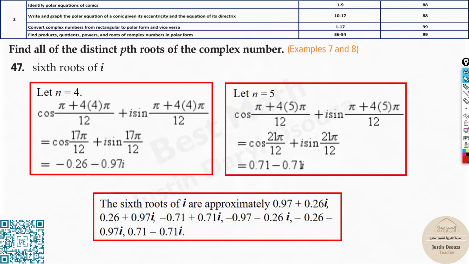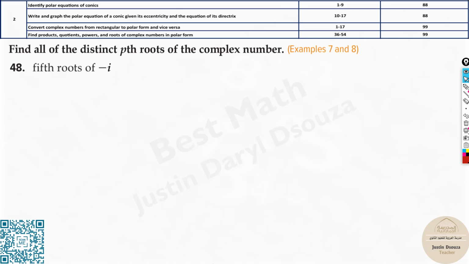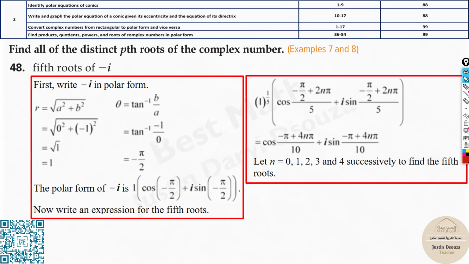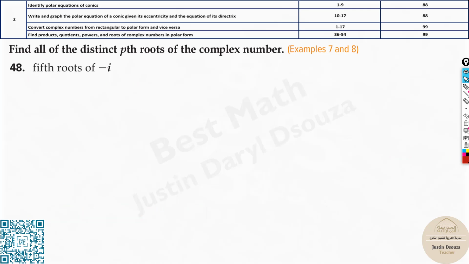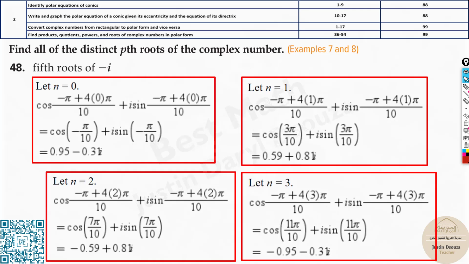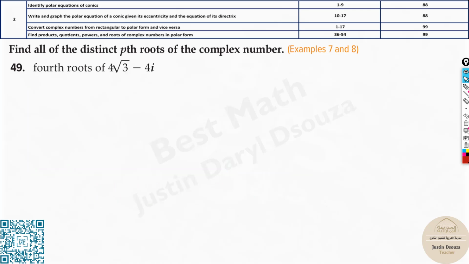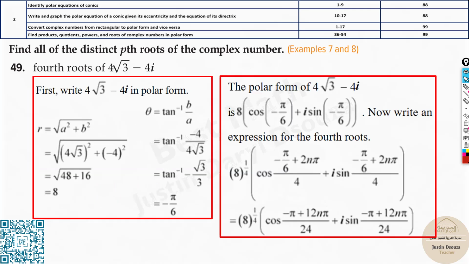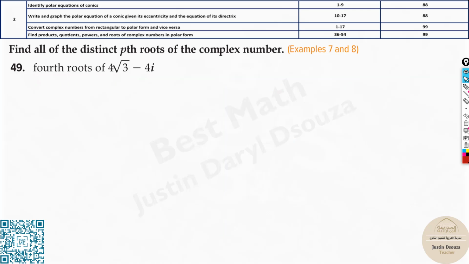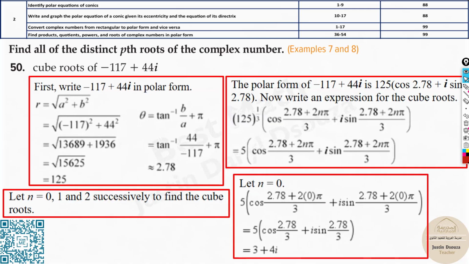So this is how we can solve these types of problems. Please do try them by yourselves. There are plenty of problems. You can go through the methods as well. You can just pause the video and go through them. But first solve it by yourselves and then check the answers. Even over here, it's the same thing. First, you need to find r, theta, then use the formula for distinct roots, substitute, and then solve it.